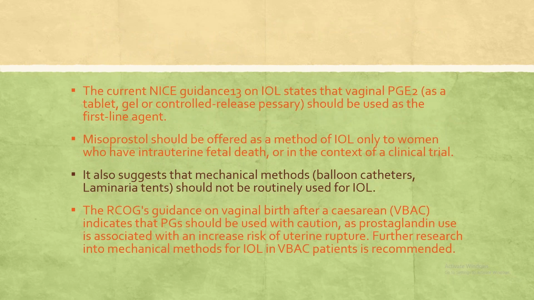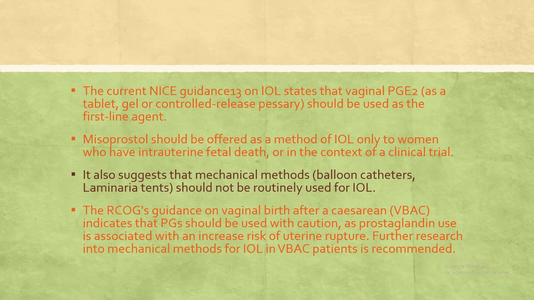Now, after seeing all these methods, finally, what does the NICE guideline recommend? The NICE guideline on induction of labor recommends that vaginal PGE2, as a tablet, gel, or controlled release pessary, be used as the first line. So PGE2 is the first line agent for induction of labor according to the NICE guideline. Misoprostol should be offered as a method of induction of labor only to women who have intrauterine fetal death or in the context of a clinical trial. So for IUFD, misoprostol is recommended. For a live fetus, dinoprostone or PGE2 is recommended.